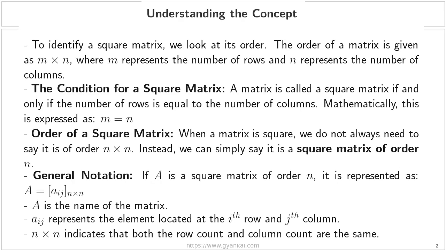Let's now look at the general notation you will encounter in your textbooks. If we have a square matrix named A of order n, it is represented as A equals a sub ij, with the dimensions noted as n by n. To break this notation down further, A is simply the name we give to the matrix. The term a sub ij represents the specific element located at the ith row and the jth column. Finally, the n by n notation serves as a reminder that both the row count and column count are the same. Once you are comfortable with this conceptual framework and the notation, we will move on to the next slide to see how this is applied in a real-world scenario using a distance matrix.